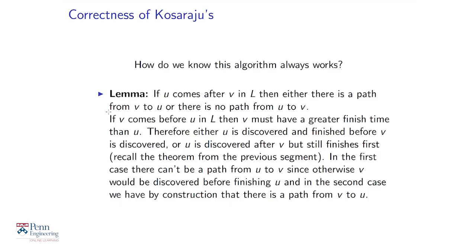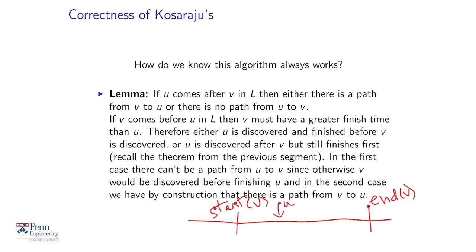So there are 2 possibilities here, basically. Here is the timeline, and say this is the start point of v. Start of v occurs somewhere on the line, and then here is the end of v. Now, we know that u finished before v, right? It could be that u started in here, and then went up to here, and then u finished here, the end of u.